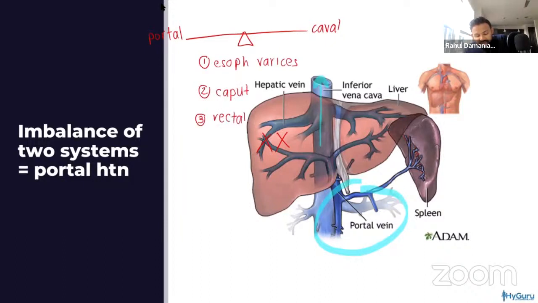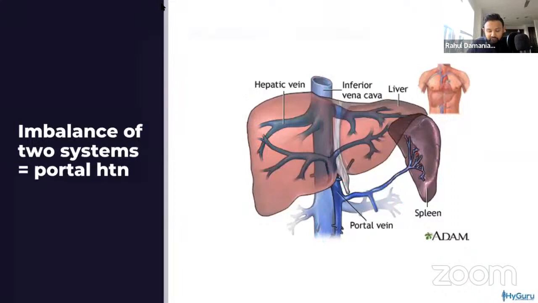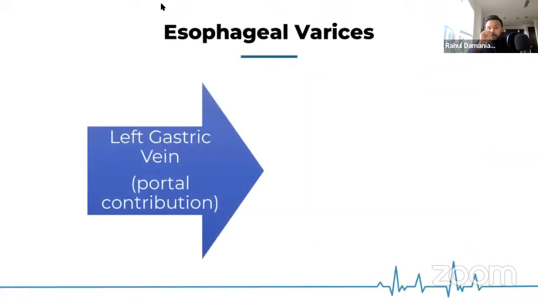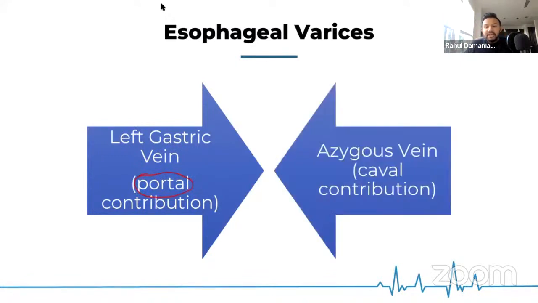And so when you're studying these and the anatomic integrations, you want to say, all right, when it comes to esophageal varices, there's a portal contribution, and then there's a caval contribution. And remember, portal hypertension is just an imbalance of both of these due to a liver pathology. Specifically, for esophageal varices, you have the left gastric vein that contributes from the portal side, i.e. going into the liver. And then from the caval side, you have the azygous vein that is the caval contribution. And again, it's an imbalance.